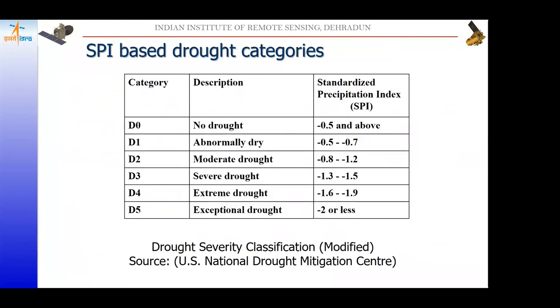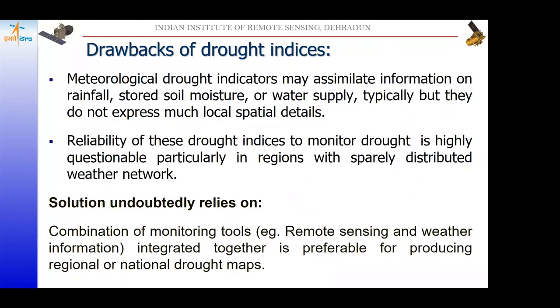If we classify based on a particular range, if the value is on the higher, positive side, then it is a normal situation, while the more negative the SPI value, the more severe the drought, as defined by the US National Drought Mitigation Center. They classify drought severity levels from D0 to D5. When the value is minus 0.5 and above, it is a normal or no-drought situation, while the more negative it gets, it leads from abnormally dry to moderate, then severe, extreme, and exceptional drought over a wide area.